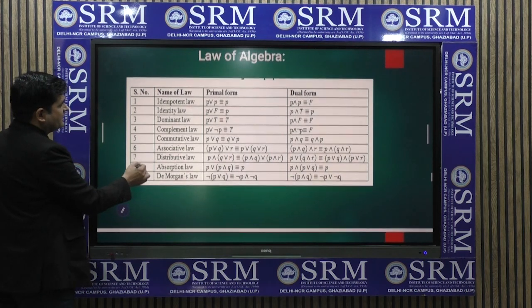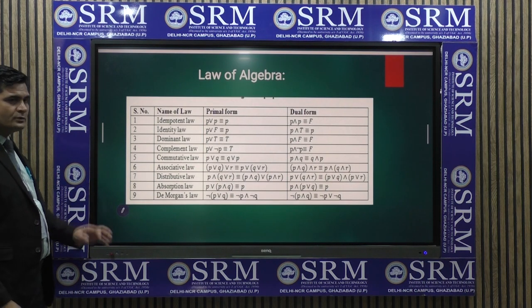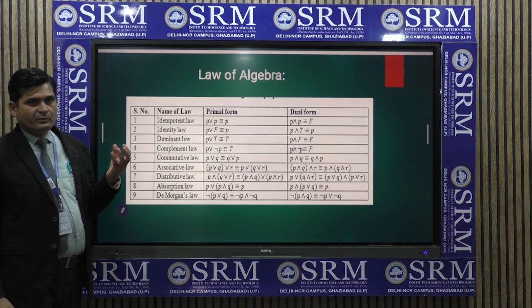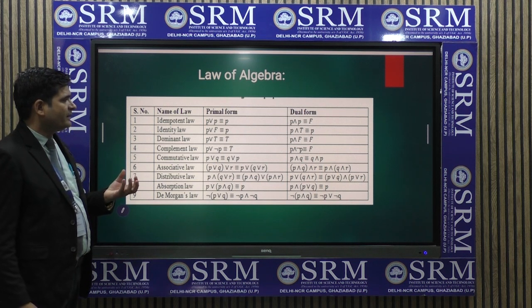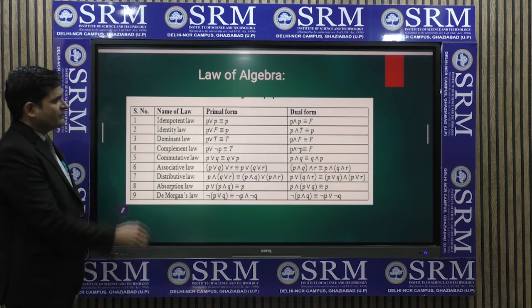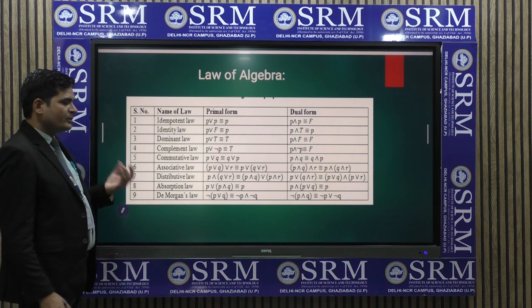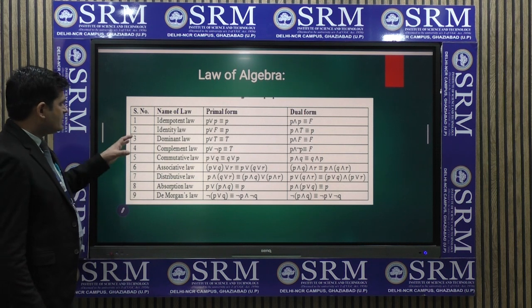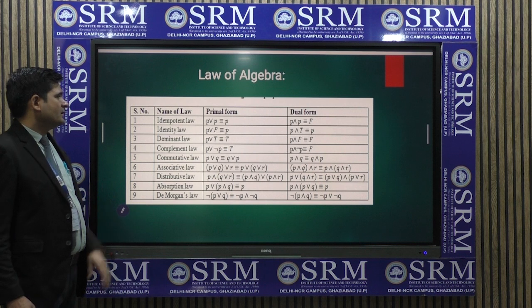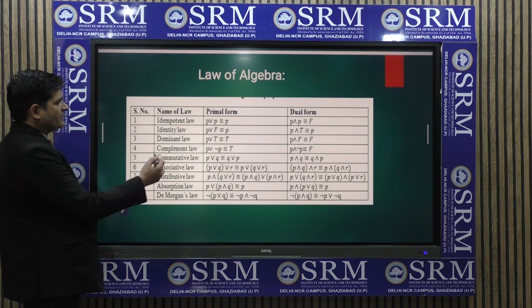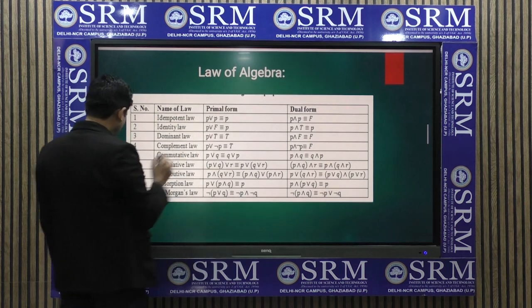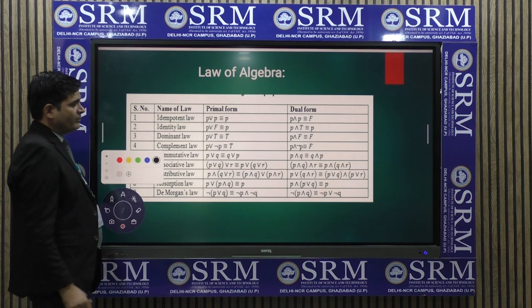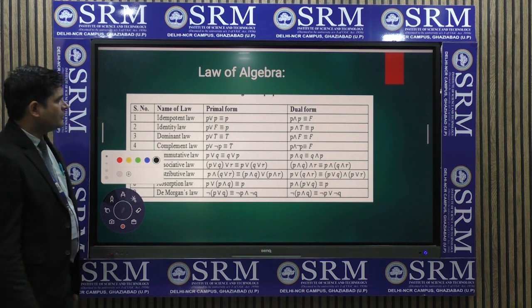So these are some laws of algebra which are generally used to prove a proposition or a compound statement with the help of these laws without using a truth table. If you want to prove a statement or a proposition with the help of some laws, these laws are very important. So the first law is the idempotent law. Here in this column we write the primal form, and in the last column we write the dual form. Okay. So what is the idempotent law?